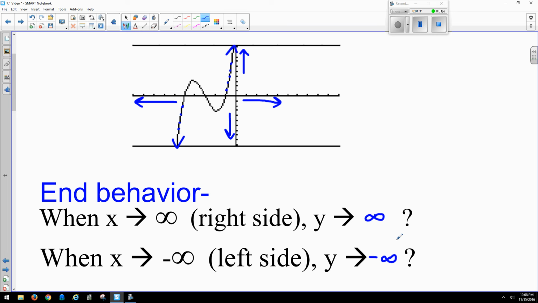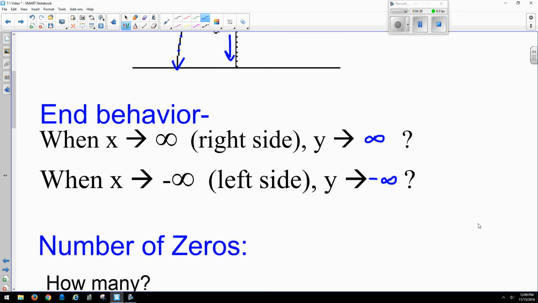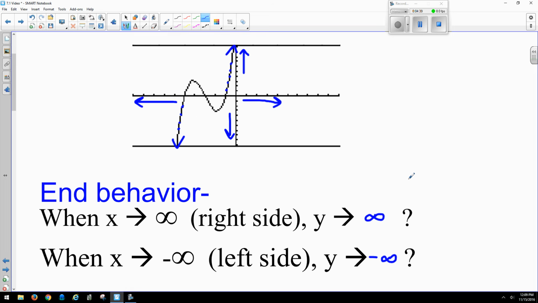We will certainly talk more about this in class, but here's another thing I want to talk about, and that's the number of real zeros. The number of real zeros that we can see just by looking at the graph is how many times it crosses the x-axis, and we have certainly talked about this. So there's 1, there's 2, and there's 3. So there are 3 zeros.